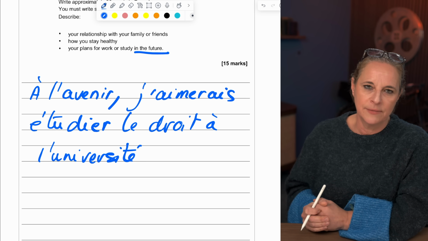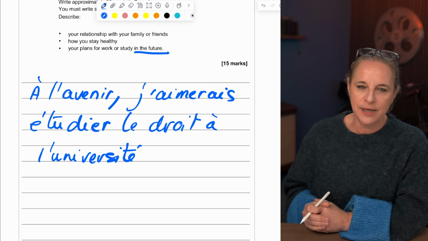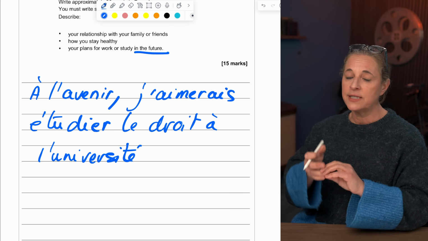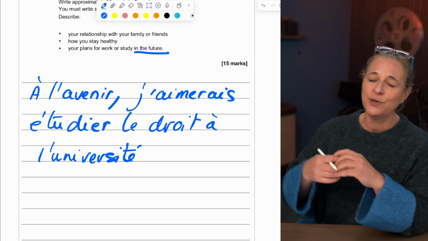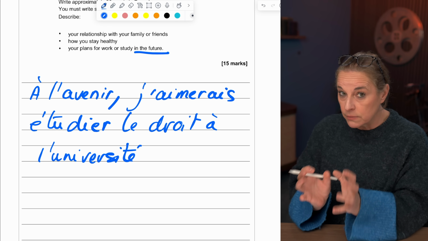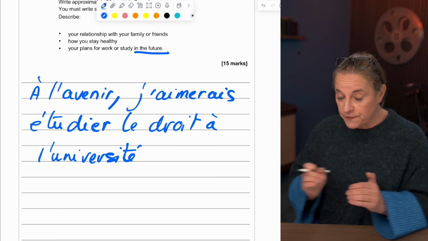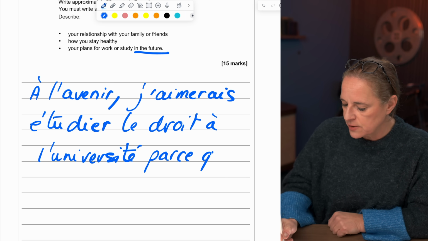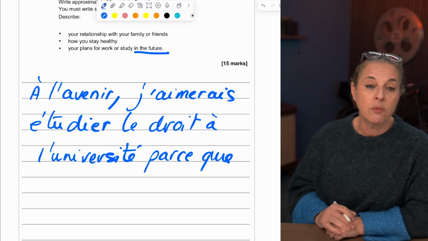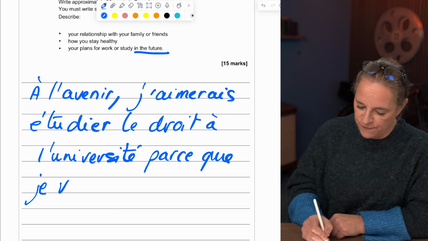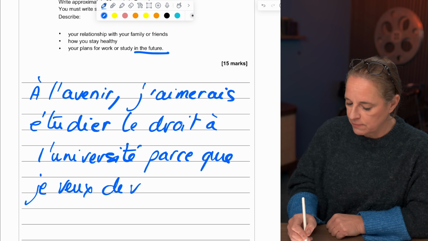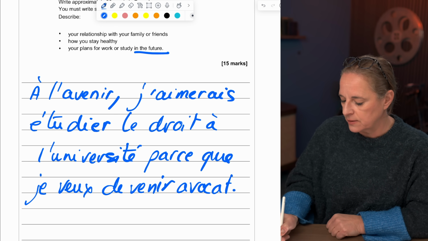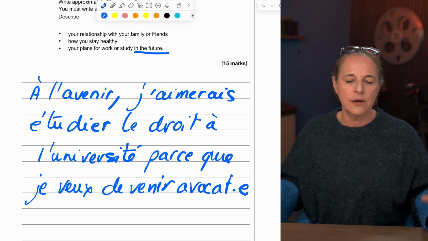Okay? Why? Develop. Why? Okay? Now remember the audit rule. Okay? The audit is the opinion, the develop, and the example, and the tense, and so on. Just follow that frame. Le droit à l'université parce que, okay? Je veux devenir avocat ou avocate, okay? Because I want to be a lawyer, okay?